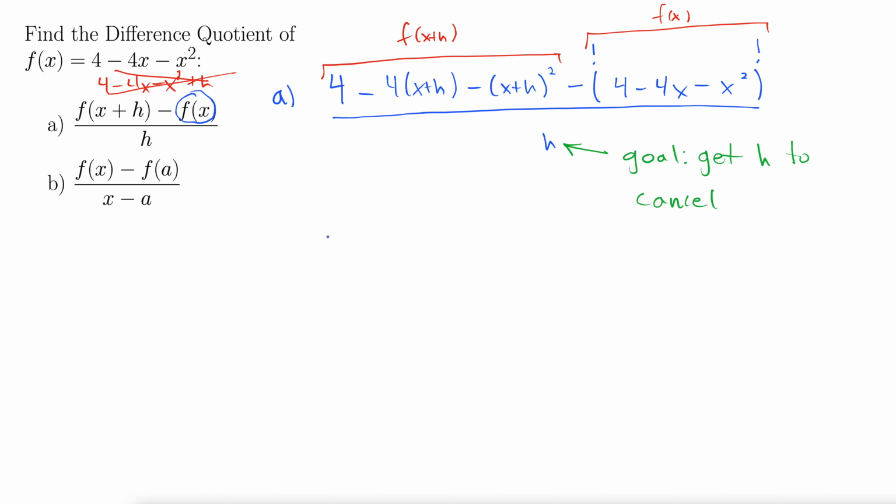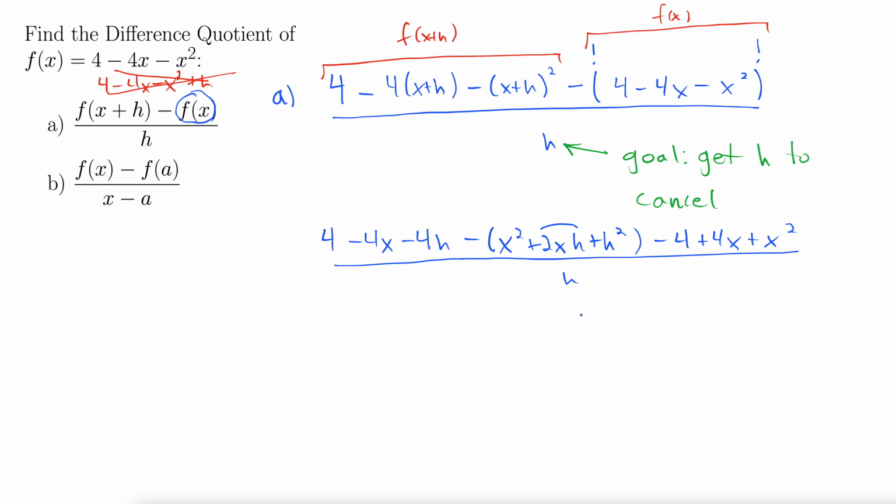Okay, so let's expand this out, and let's just go with it here. So we have 4 minus 4x minus 4h minus, okay, I'm going to expand out this x plus h squared: x squared plus 2xh plus h squared. Don't forget this 2ab term, so to speak, here. Okay, and now subtract off the f of x: minus 4 plus 4x plus x squared. I'm just distributing that negative through, all over h.